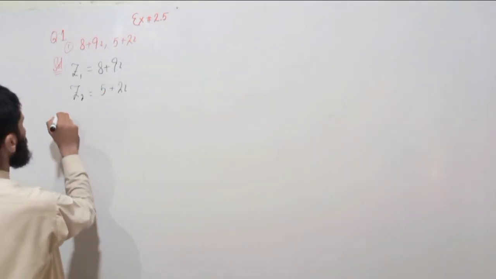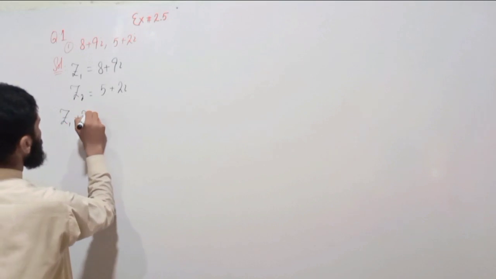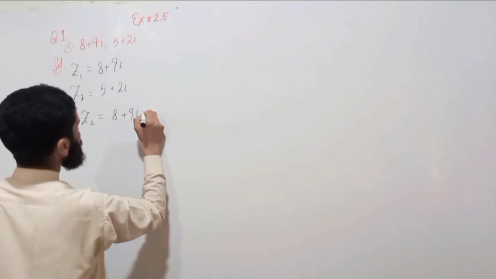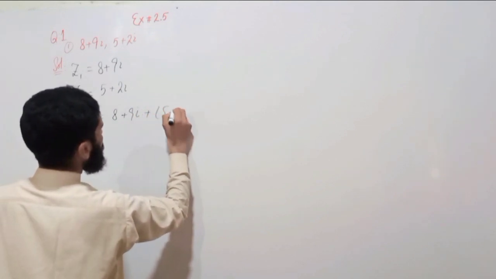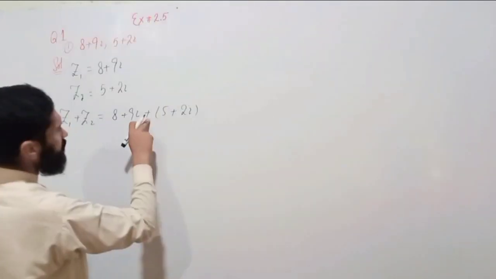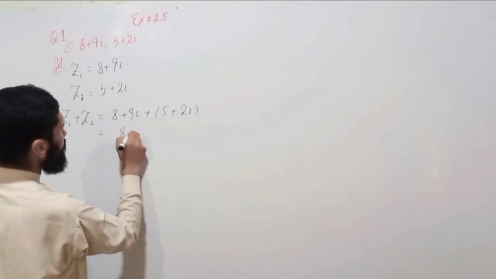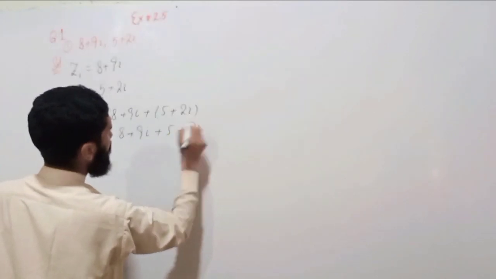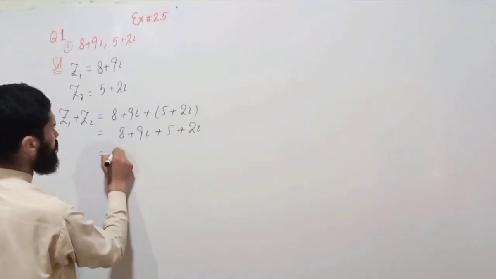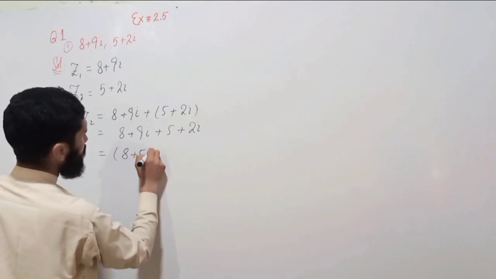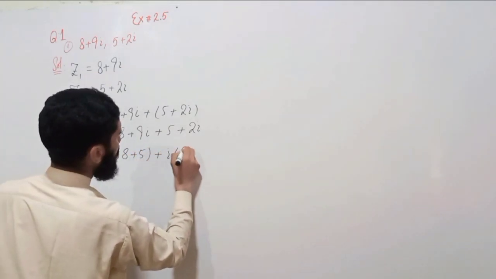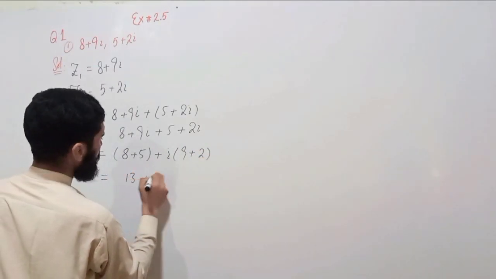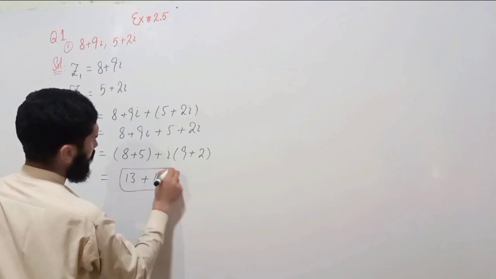So for the addition, z1 plus z2 is 8 plus 9 iota plus 5 plus 2 iota. For the real part, the real sides: 8 plus 5. For iota, the common value: 9 plus 2. That gives 13 plus 11 iota. This is the required result.